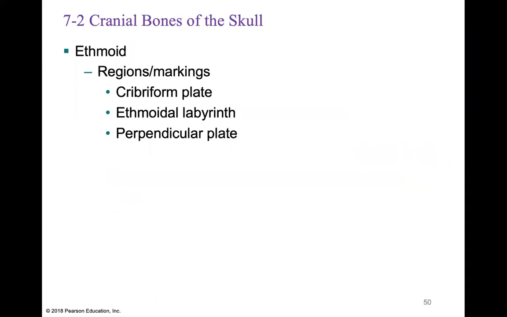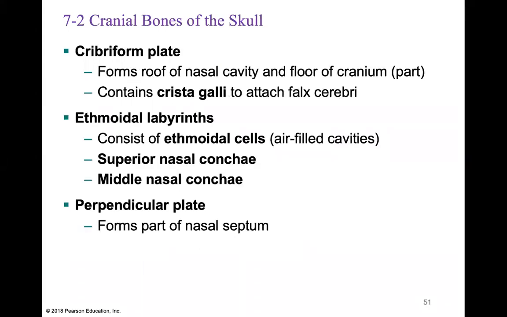Some important structures of the ethmoid bone would be the cribriform plate. The cribriform plate is going to form the roof of the nasal cavity and the floor of the cranium. It's also going to contain the crista galli, which will attach to the falx cerebrae. The falx cerebrae is going to be a tough connective tissue that helps to anchor the brain in place.